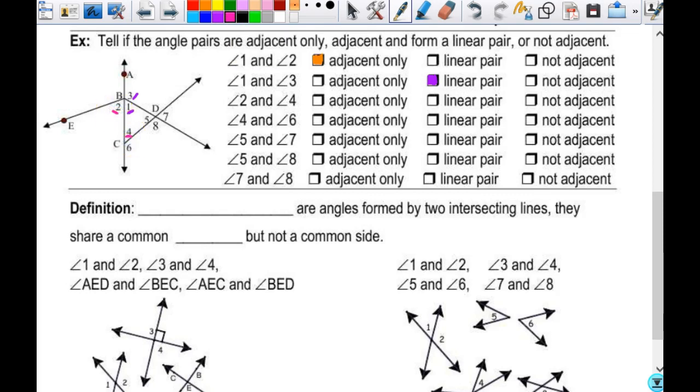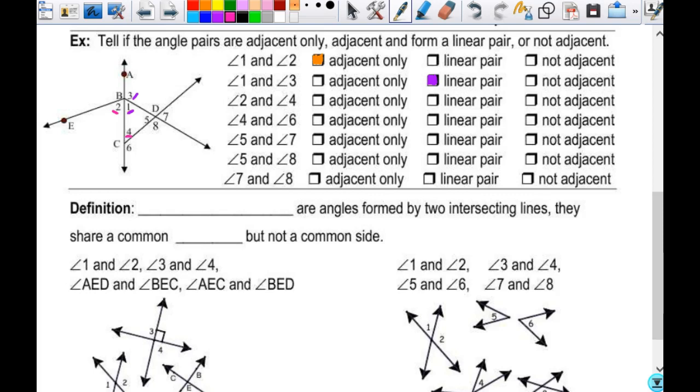But all right, 2 and 4. Are they adjacent? What does adjacent mean? They have to do 2 things. Share a vertex and share a side. Do 2 and 4 share a side? Yes. Do they share a vertex? No. Okay, so they are not adjacent.